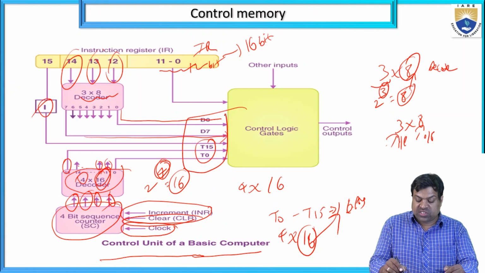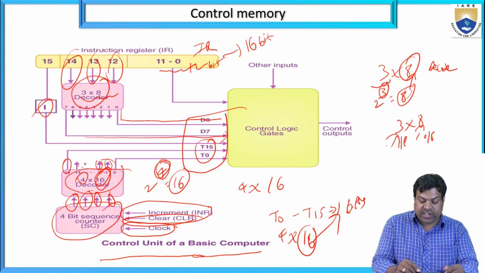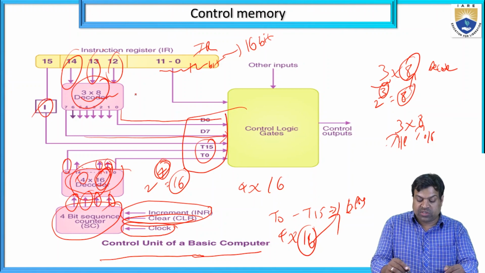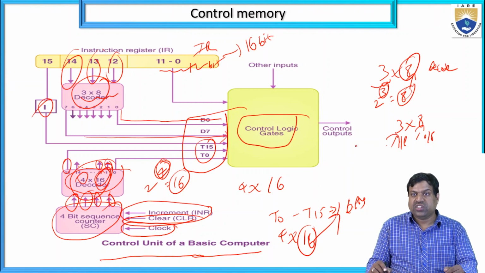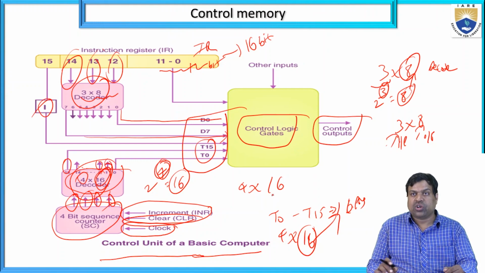So these are D0 to D7, this 8, and this 16. D0 to D7 is 8-bit and 16 means T0 to T15. Total are connected to control logic gates. These are connected to control logic gates. So it is a control output. So control logic gates are connected to control outputs.